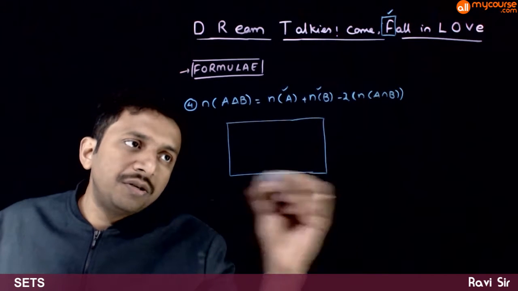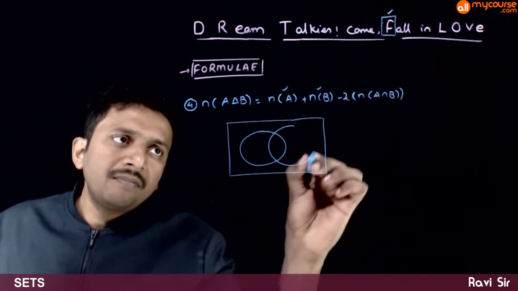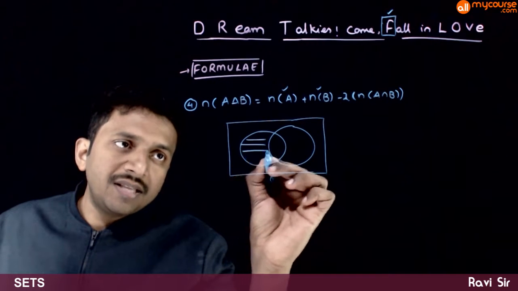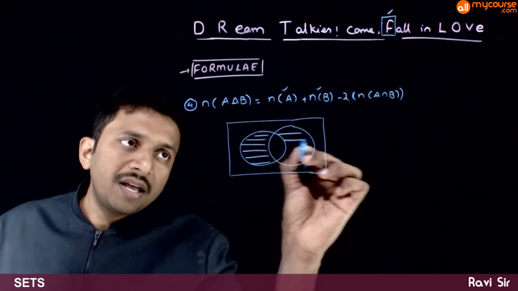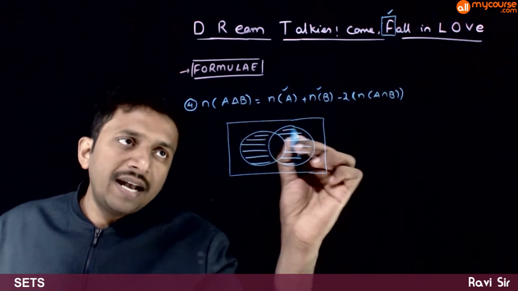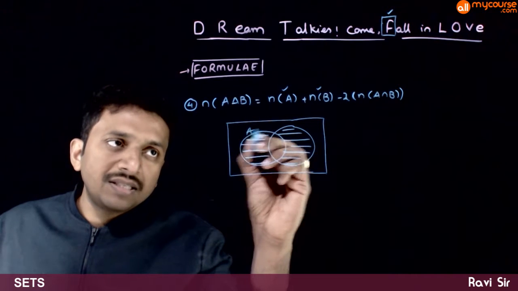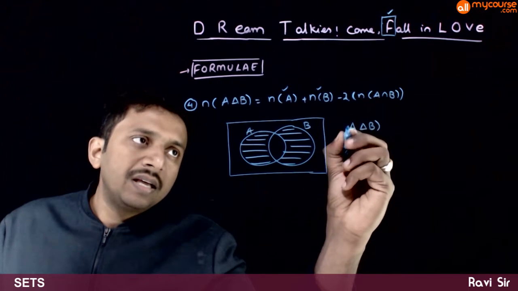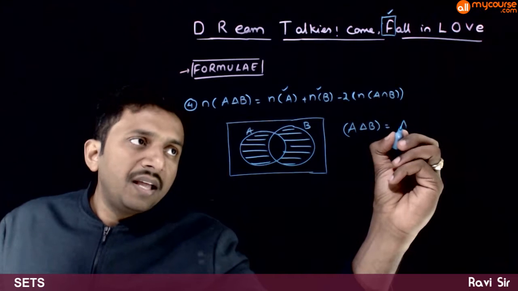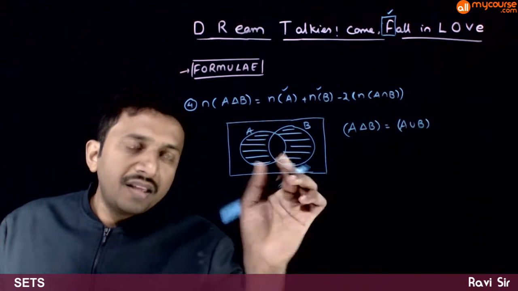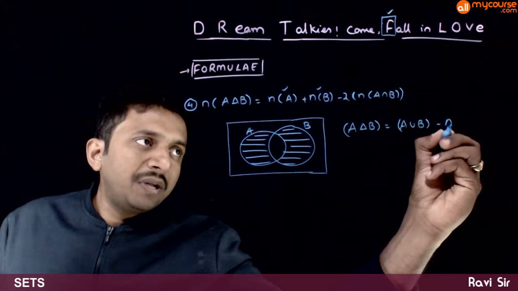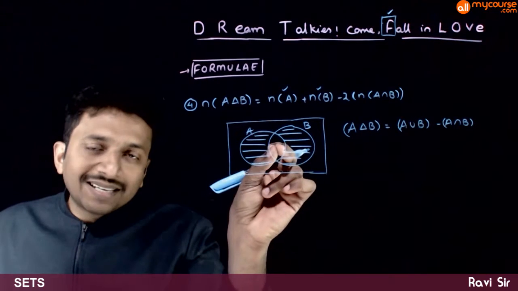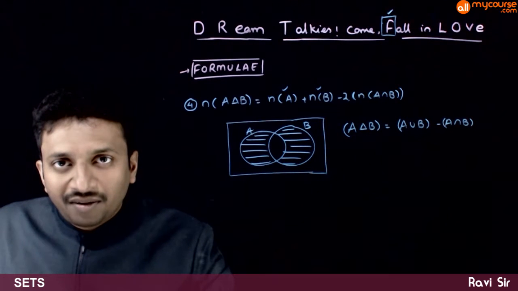So this can be understood using the Venn diagram. What is n of A? What is A delta B? A delta B is the region corresponding to this region and this region. A delta B is the symmetric difference of sets A and B. So can I write A delta B as A union B except A intersection B? A union B except A intersection B, right?